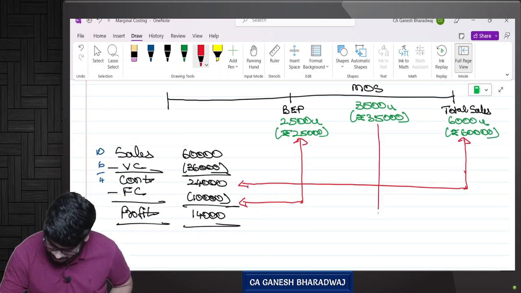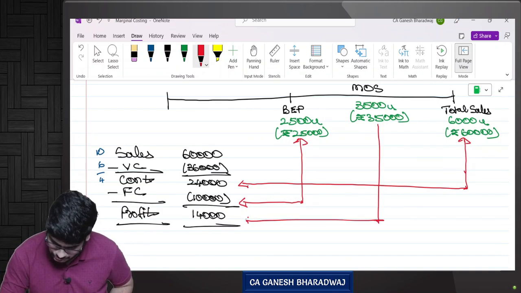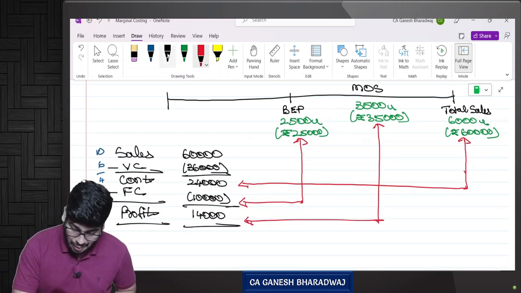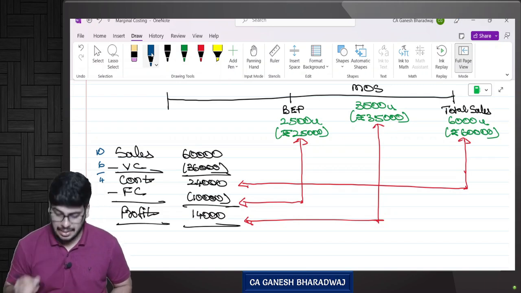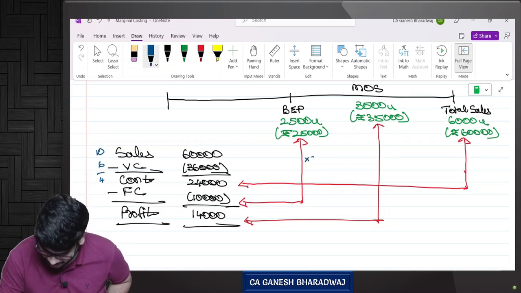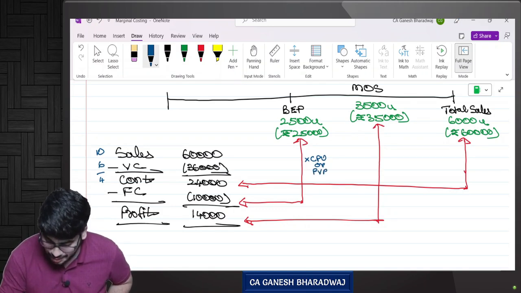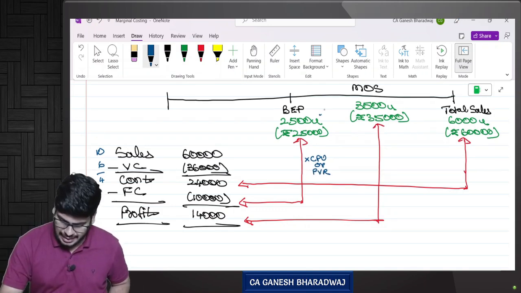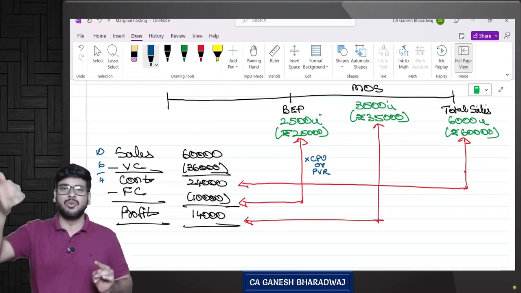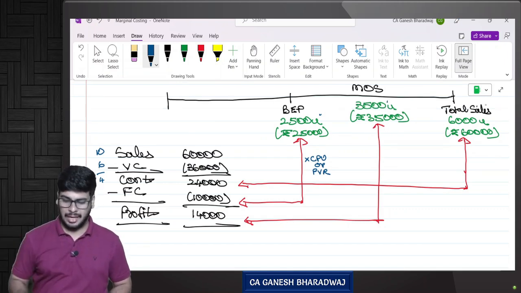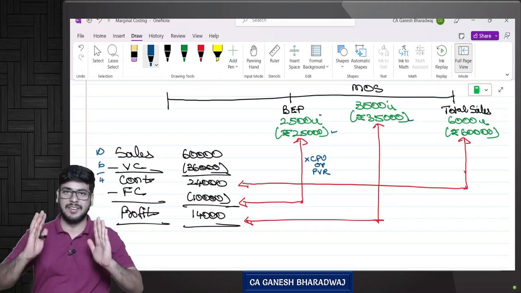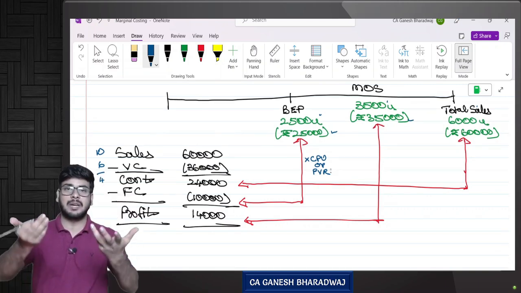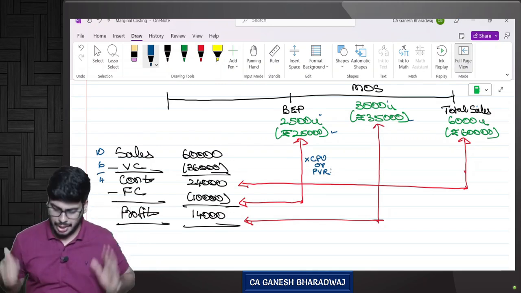And margin of safety is tied to what? Margin of safety is tied to profit. And what is the tying factor? The tying factor is contribution per unit or PV ratio. If you are representing these things in units, then use contribution per unit as the tying factor. If you are representing these things, BEP, MOS or total sales in value, then the tying factor can be called PV ratio. Are you clear with this?